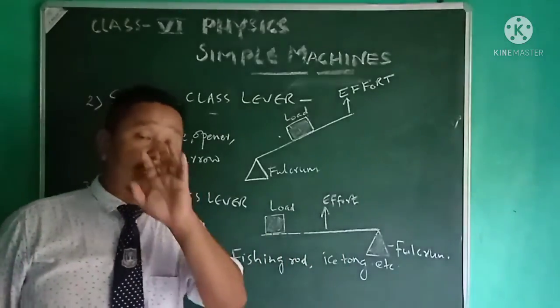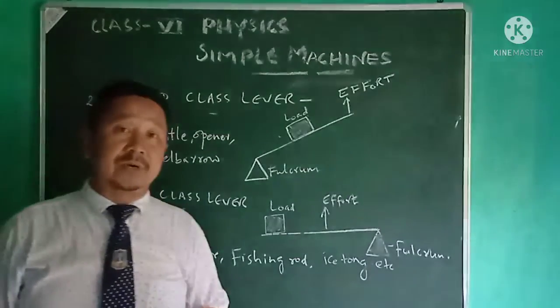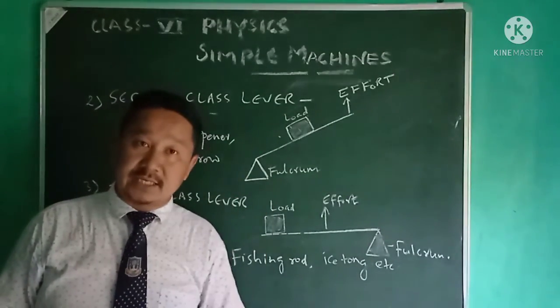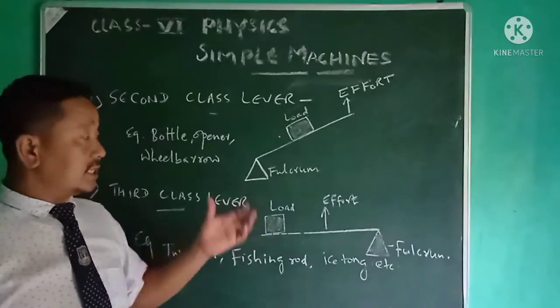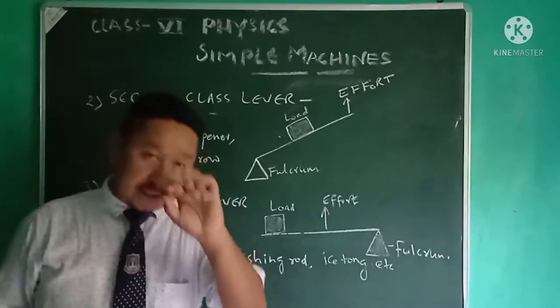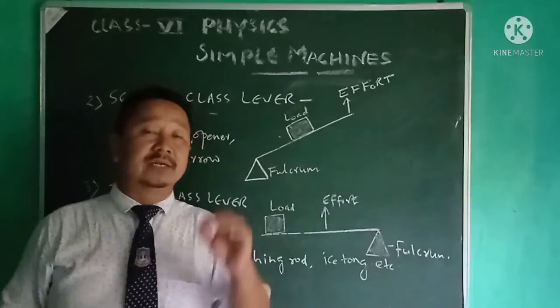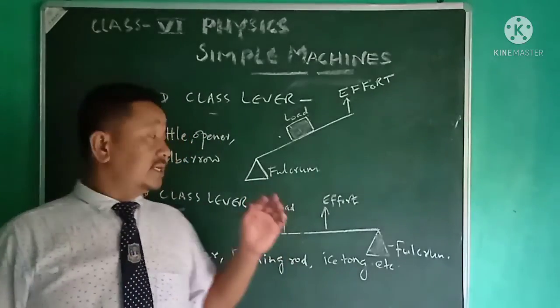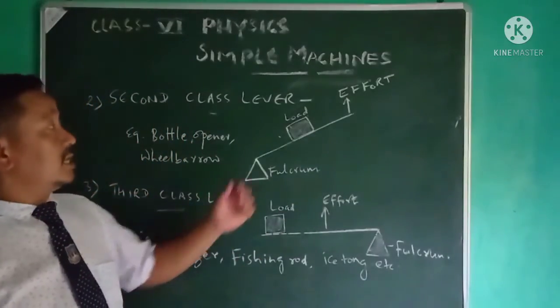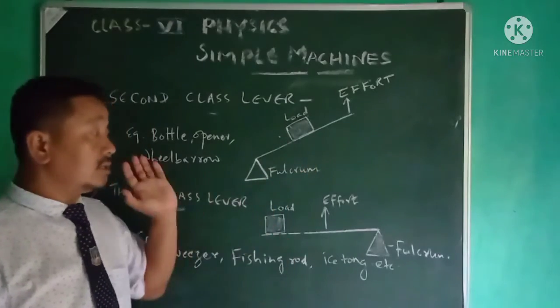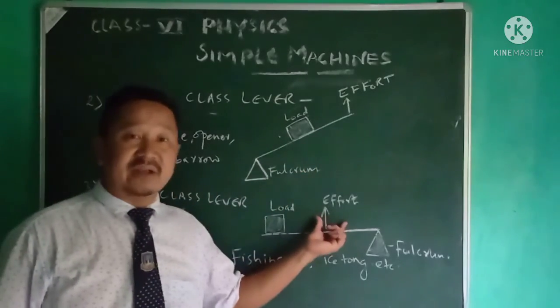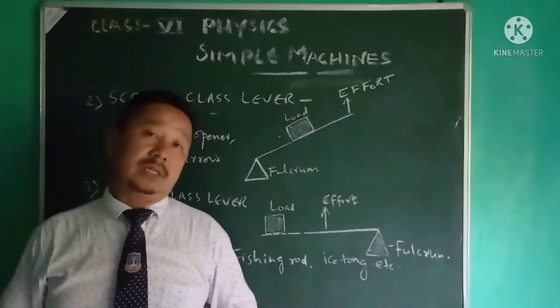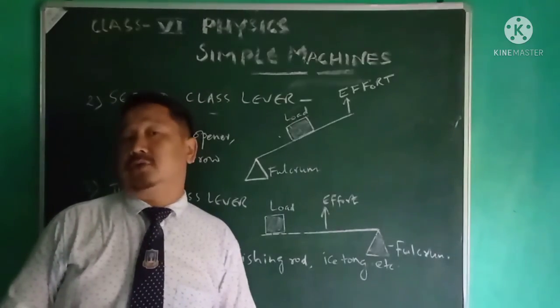So remember, lever has three different orders or classes: first class lever, second class lever, and third class lever. In the first class lever we find the fulcrum in the middle, whereas in the second class lever we find the load in the middle, and in the third class lever we find the effort to be in the middle. So these are the three different kinds of lever.